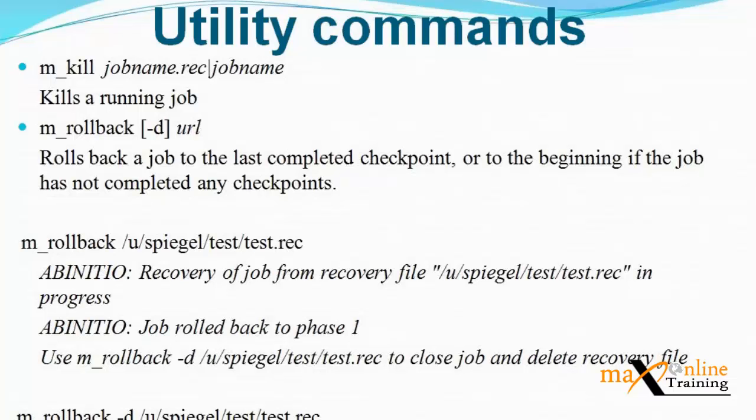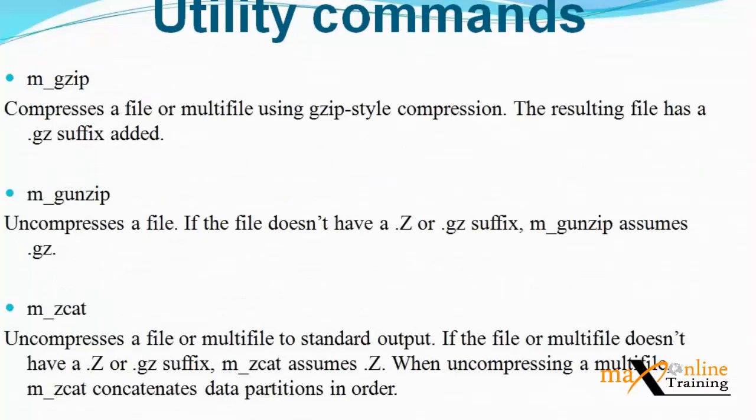It will run normally. Next is compression, and we have some compression and uncompression commands for multifiles. m_gzip will compress a file or multifile using the Unix gzip utility. The resulting file will have a .gz suffix added. So normally you will be using this. If anyone asks you how you will compress a multifile, then this is the way. So for mostly all the Unix commands, there will be an m_ counterpart.